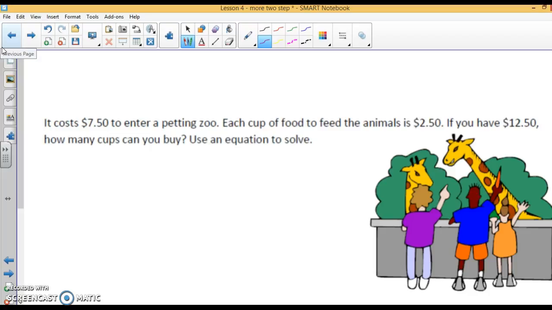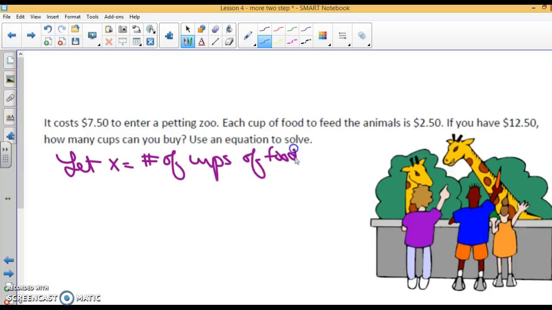It costs $7.50 to enter a petting zoo. Each cup of food to feed the animals is $2.50. If you have $12.50, how many cups can you buy? Use an equation to solve. So, you always need to define your variable. What are we looking for? The number of cups. So I'm going to say, let x equal the number of cups of food. Your variable is always what you're looking for, what you don't know.